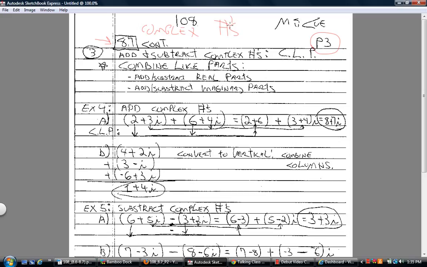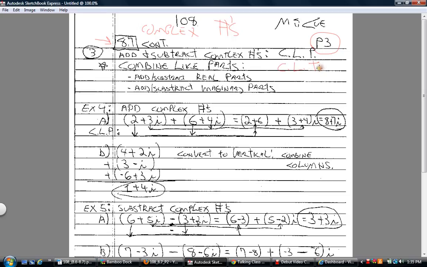And good news, we're going to learn how to add and subtract them, but you've already done this. I come up with a phrase here called combine like parts, CLP. And really, when I show you this, you're going to say it's nothing more than combining like terms.